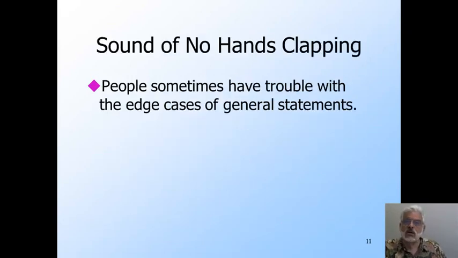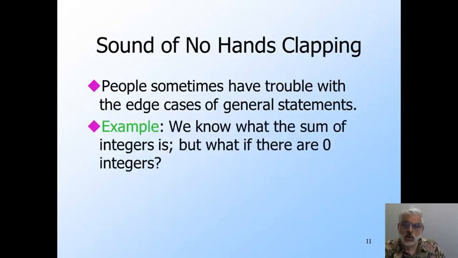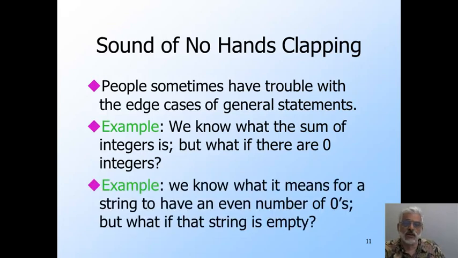I now want to talk about a point of confusion that comes up in several places. What happens when you try to apply an operation to zero things? For example, we know what it means to sum 2 integers or 10 integers, but what if we are asked to sum 0 integers? Or if I have a string of zeros and ones, it makes sense to ask whether the string has an even or odd number of zeros. But what if the string is empty?